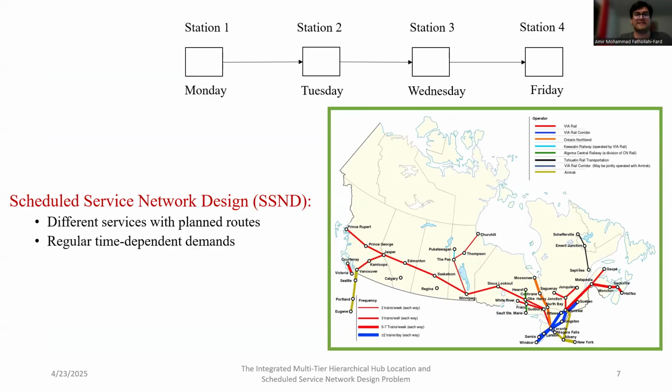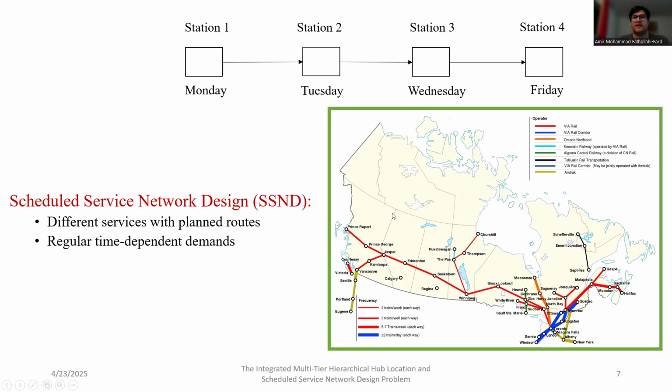And what is the scheduled service network design? For example, we can consider the scheduled service network design as the trains or any other public services. Each service has a planned route, where this route includes different stations, and this service must start from its first station to its last station.